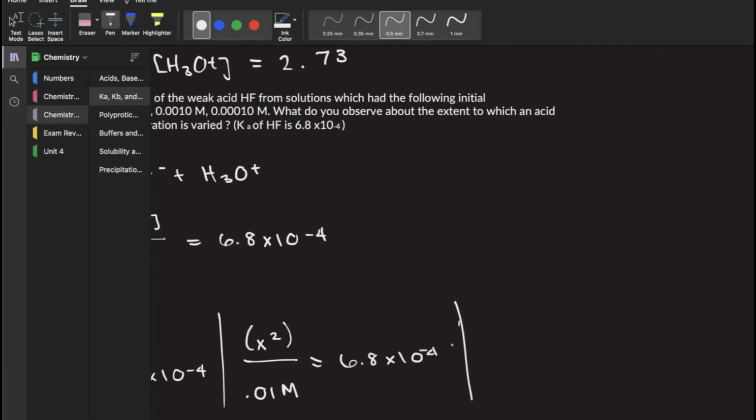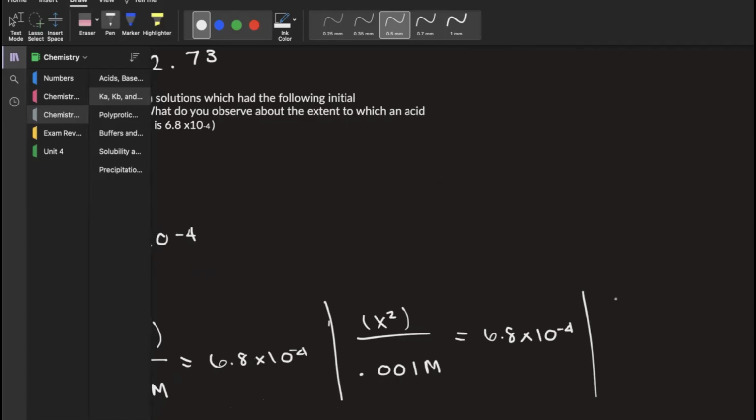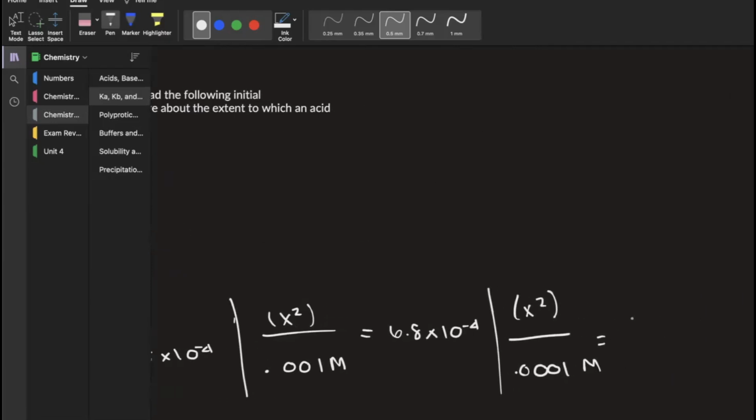And we have our third, x squared over 0.001 molar, equal to 6.8 times 10 to the negative fourth. And finally, all the way over here, we're going to have our x squared over 0.0001 molar, equal to 6.8 times 10 to the negative fourth.